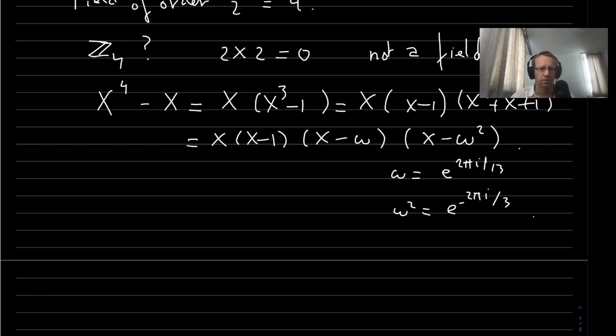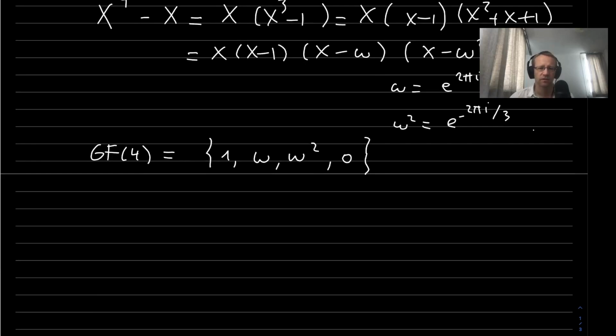Okay, so we have the field of order 4. It's basically generated by 1, omega, and omega squared, and it has the fourth element, 0. So then clearly, for instance, omega inverse is omega squared, etc. And one can easily check that this is indeed a field.